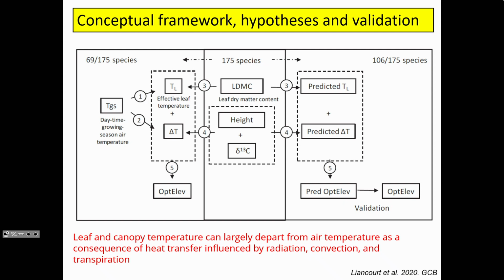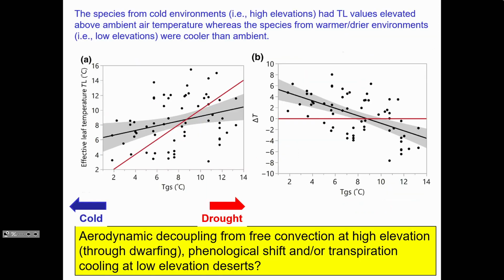This is exactly related to the plant decoupling. The big trees are pretty much coupled with the ambient condition, while the small ones not. So we use those three traits to predict the TL and delta T. And then we thought, okay, but could those things explain the species distribution, like optima? Because we have this information for every species. So we did that. What was the result?